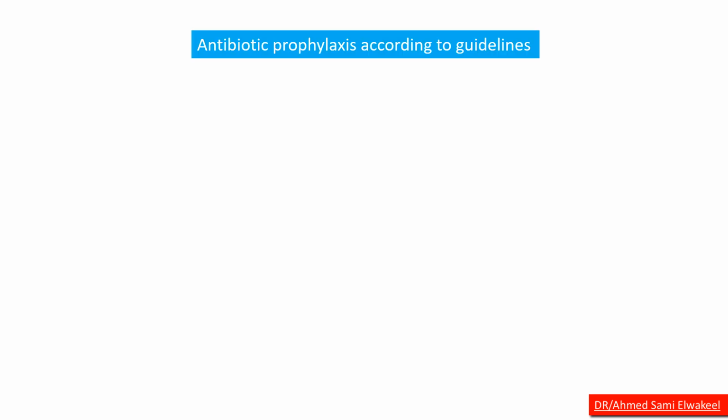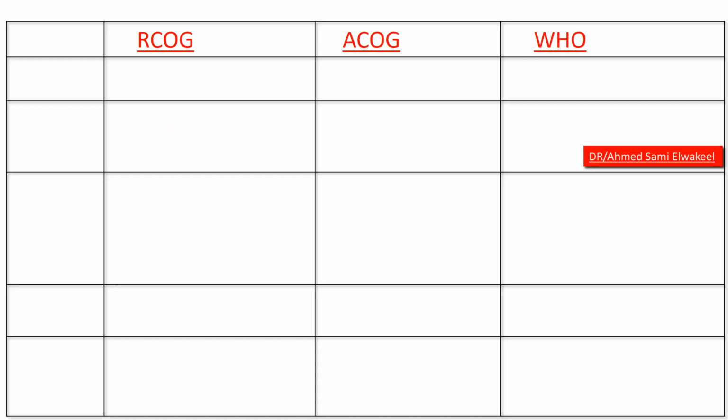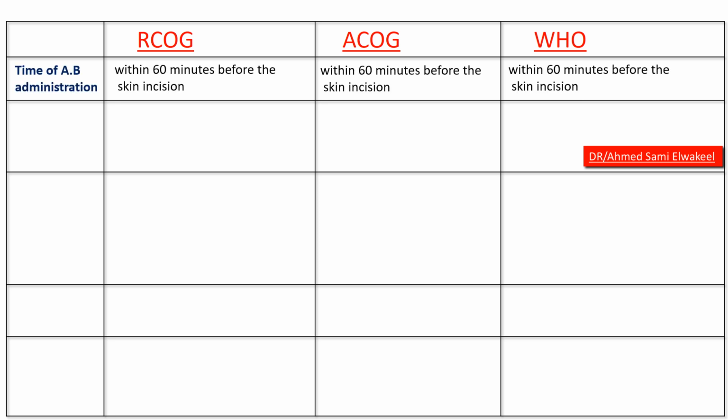Now we are going to talk about antibiotic prophylaxis according to guidelines from RCOG, the American College Practice Bulletin, and the WHO guideline for the prevention of surgical site infections. This is a comparison between Royal College, American College, and WHO. We'll start with time of antibiotic administration. All of them recommend administration within 60 minutes before the skin incision.